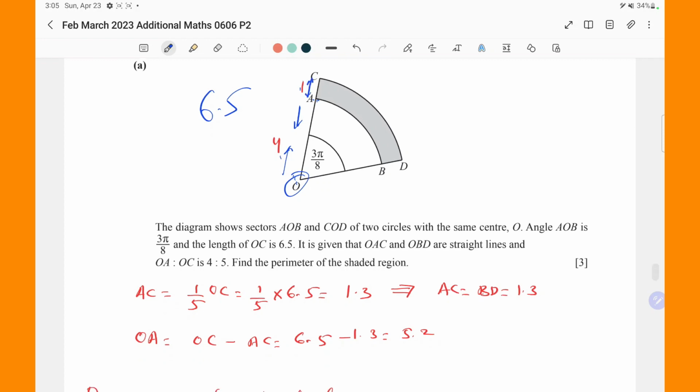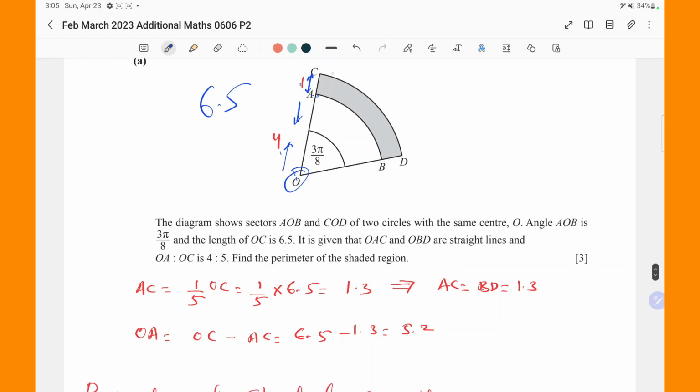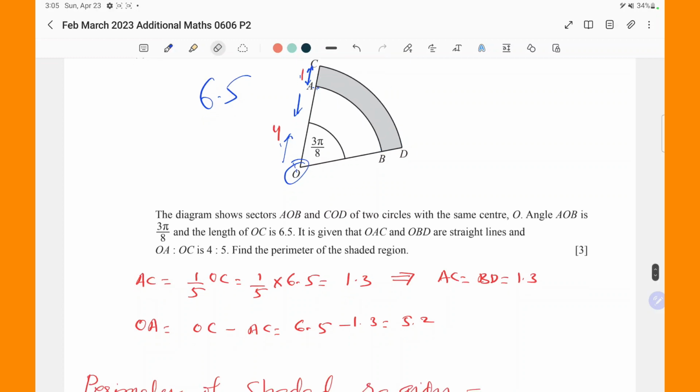Next is find the perimeter of shaded region. So perimeter of shaded region means this length plus this length plus this arc length plus this arc length. Now we need to find AC, but we know that AC length must be equal to BD length, right? Because this length should be equal to this length and this length equals this length. So if subtraction will be also same.